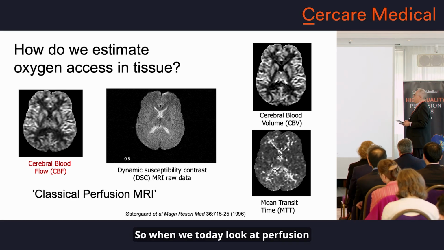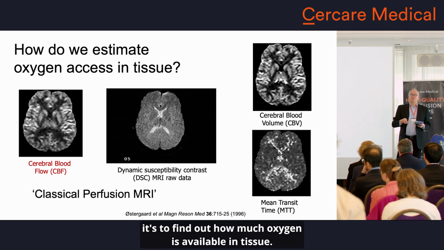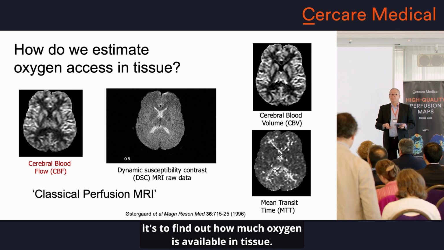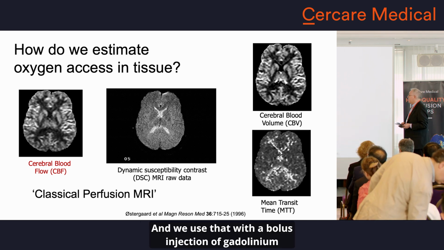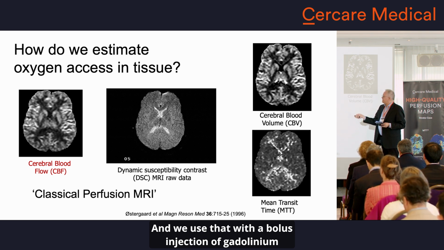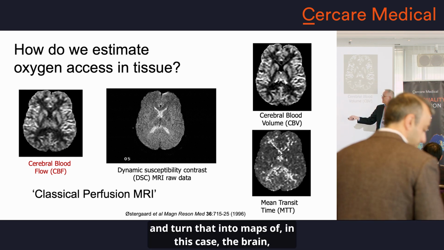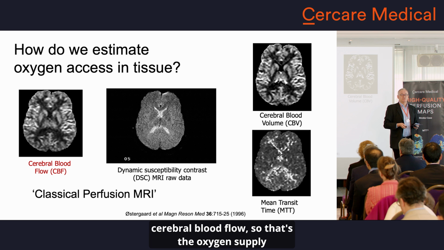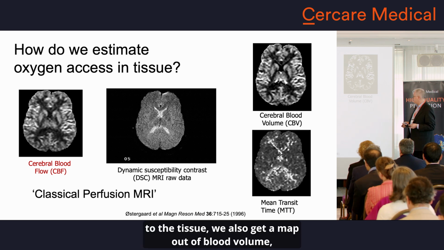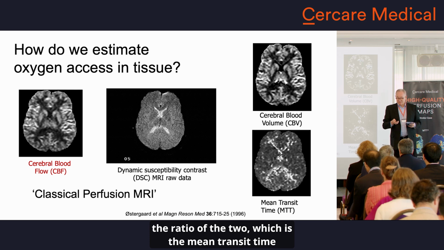So when we look at perfusion today, it's to find out how much oxygen is available in tissue. And we use a bolus injection of gadolinium and turn that into maps of, in this case, the brain: cerebral blood flow, so that's the oxygen supply to the tissue. We also get a map of blood volume, the density of microvessels, and then finally the ratio of the two, which is the mean transit time of blood.